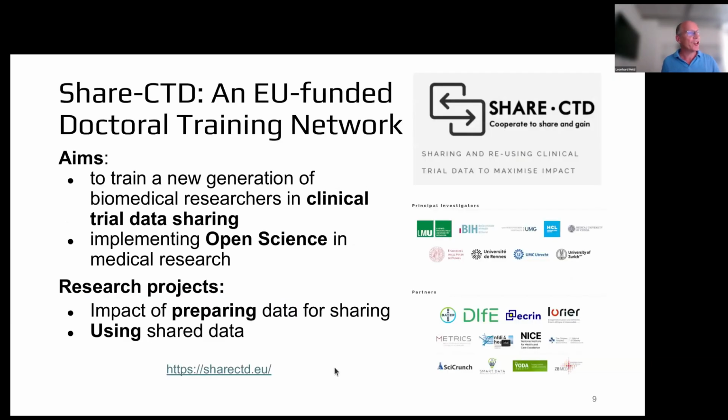Now, that was my very short overview in general about the topic. And now to this case study. The case study emerged because I'm part of this EU-funded doctoral training network, sharing clinical trial data, Share CTD. And you see here the locations of the principal investigators and the partners in this endeavor. We have also partners from industry, as you can see. And the goal really of this network is to train a new generation of biomedical researchers in clinical trial data sharing to implement open science in medical research.